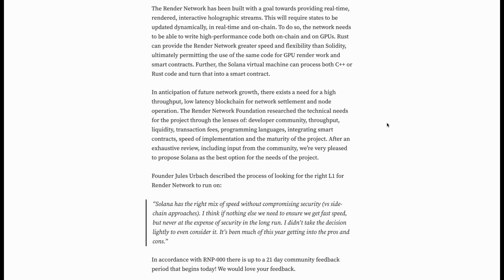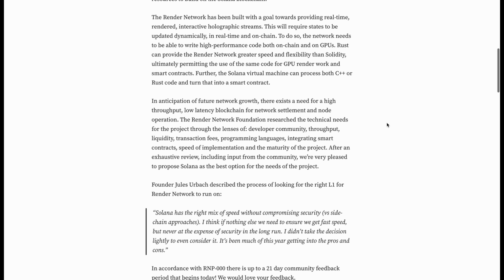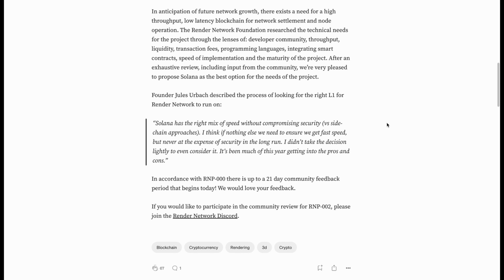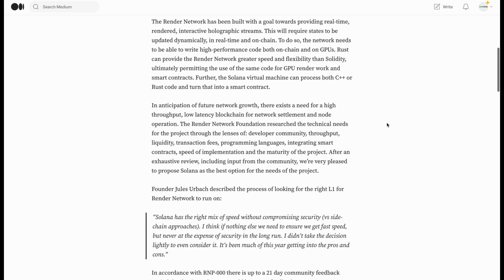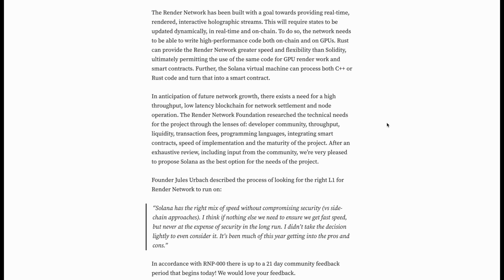In anticipation of the future network growth, there exists a need for a high throughput, low latency blockchain for network settlement and node operation. The Render Network Foundation researched the technical needs for the project through the lenses of developer community, throughput, liquidity, transaction fees, programming languages, integrating smart contracts, speed of implementation, and the maturity of the project. After an exhaustive review, including input from the community, we're very pleased to choose Solana as the best option for the needs of the project.